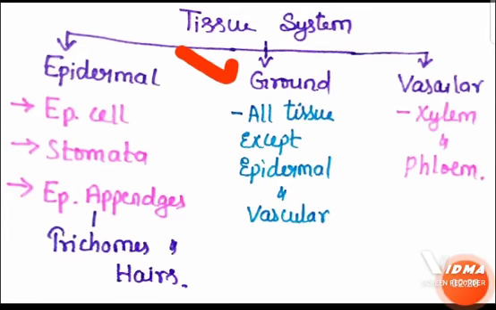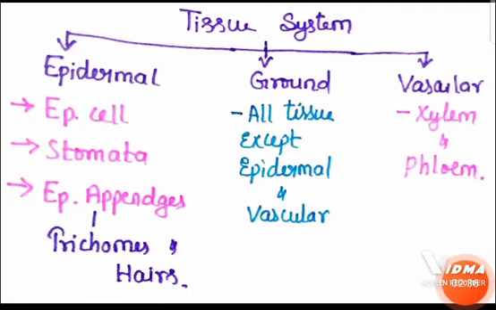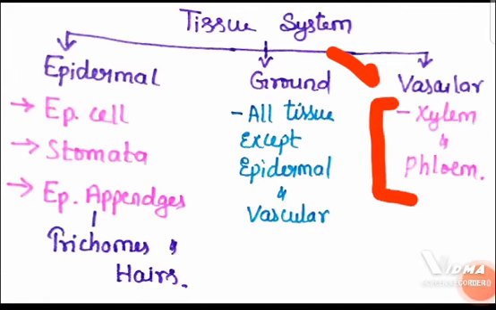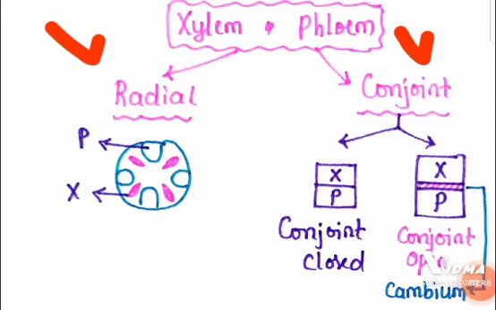And ground tissue system consists of all the tissues except the epidermal and vascular tissue, that is, in the ground tissue system. And vascular tissue system consists of xylem and phloem. Then xylem and phloem arrangements are of two types, radial and conjoint.